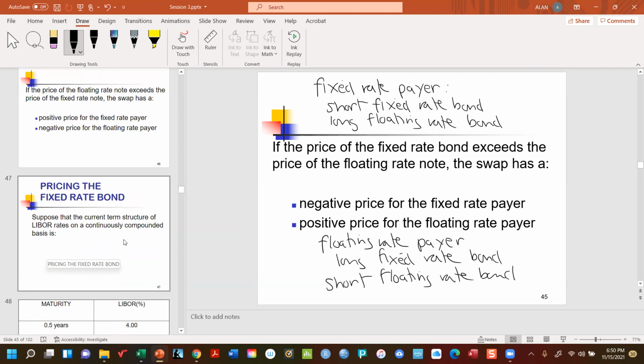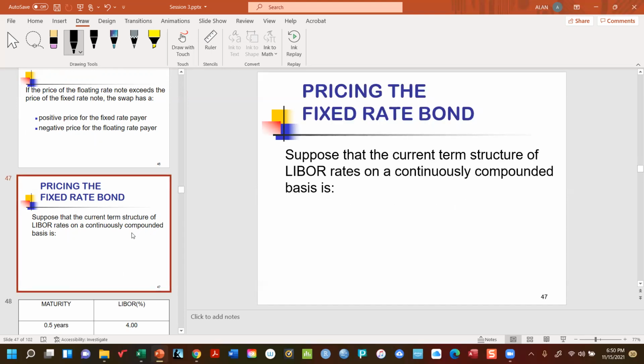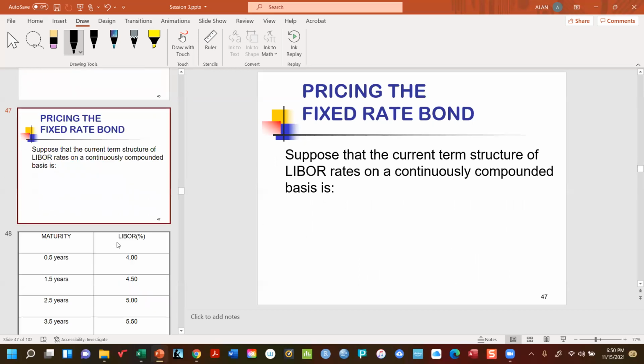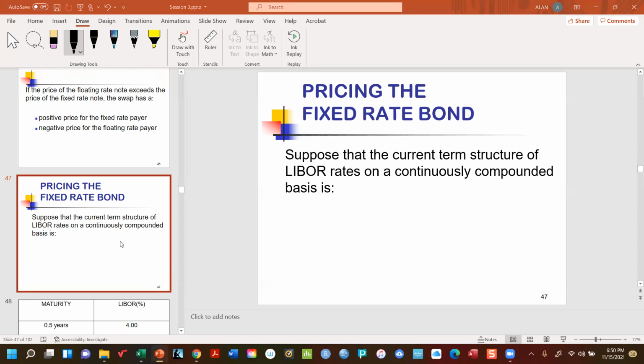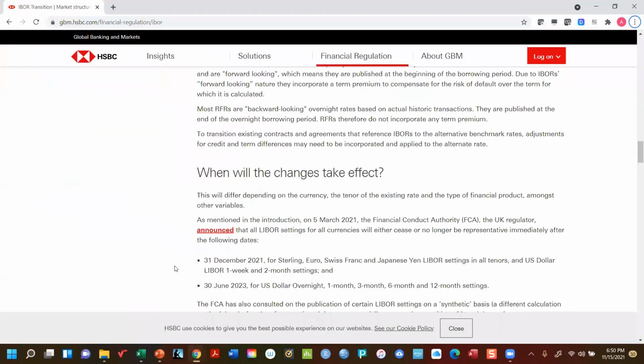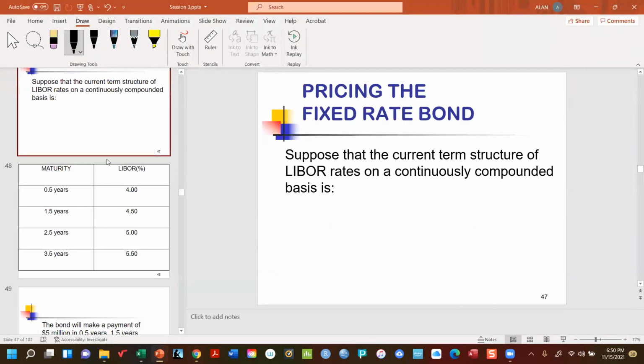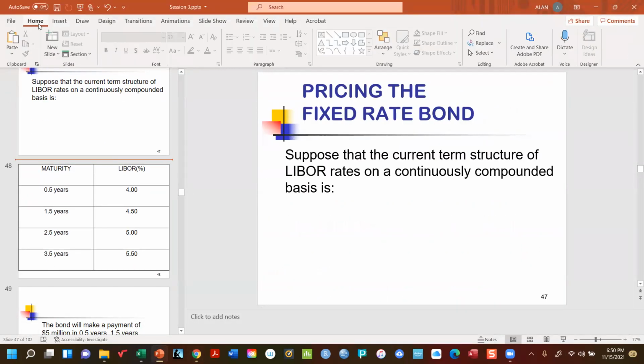All right, now what we're going to do is start to show how the prices are determined for the fixed and the floating rate bonds. Now, this is where it gets a little odd. This is because John Hull's book, he just loves continuously compounded interest rates. So what exactly is that all about? I don't think we went through this, did we? Let me just quickly show you what that's all about.